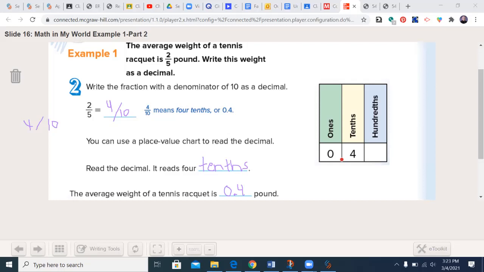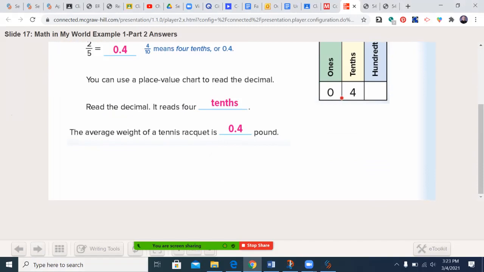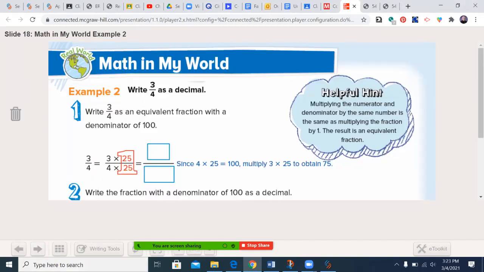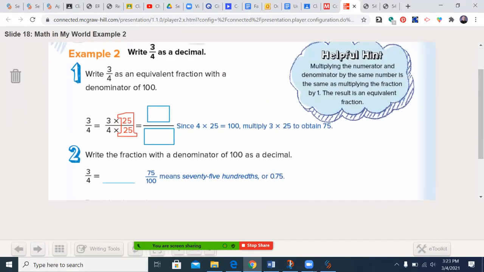All right, I'm going to go ahead and clear the drawings. You can see that the answer is there. Let's look at the next example. Now we're going to write 3/4 as a decimal. We know that 4 won't go into 10, but it will go into 100. I mean, 4/4 is $1, right?